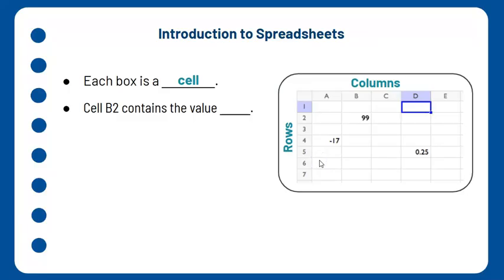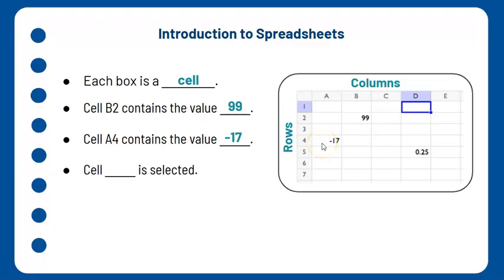For example, we can look at cell B2. This means column B and row 2. What is the value of cell B2? Cell B2 contains the value 99. Here's column B and row 2, and that meets at 99. What is the value of cell A4? Cell A4 contains the value -17. Here is column A, here is row 4.